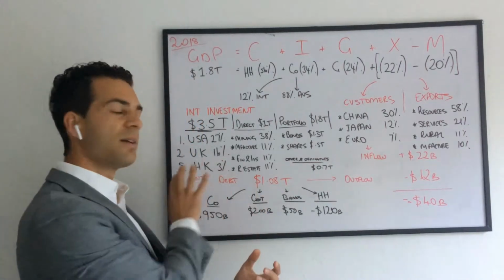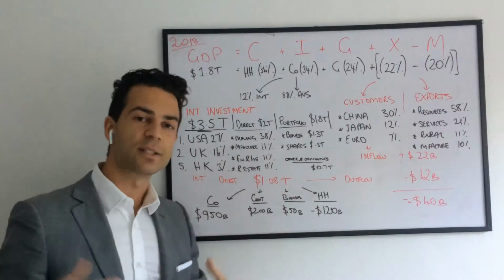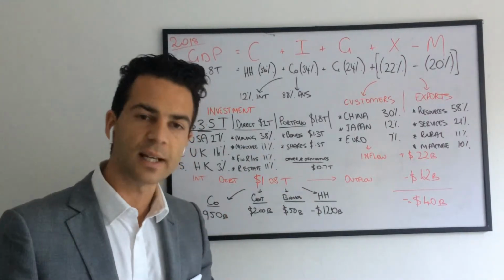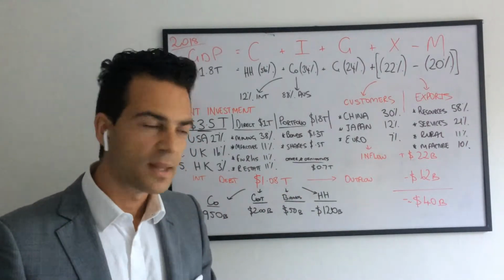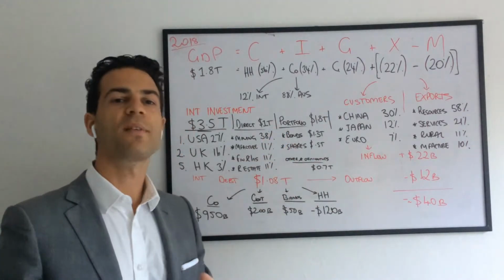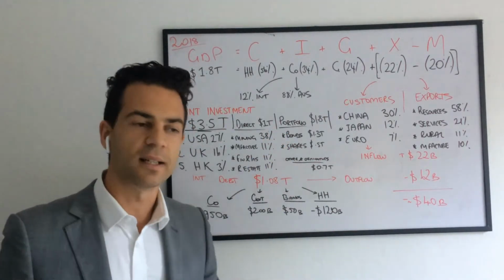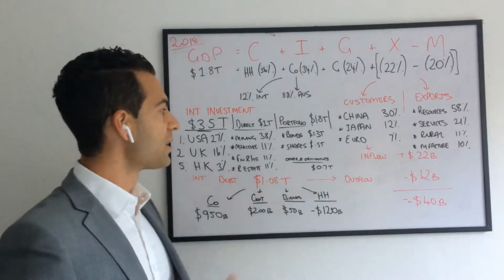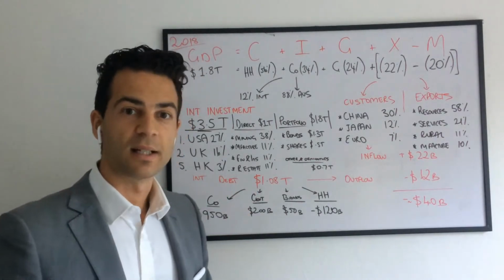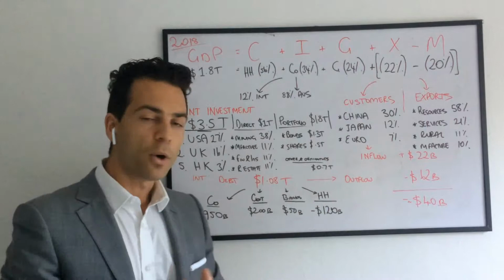Now, remember, out of the 3.5 trillion, only 1 trillion is direct investment, and direct investment is good for the country because it often stays here. The other one is portfolio investment. Portfolio investment is a lot more flimsy. It can come and go because, and we spoke about this in our third video, you've got bonds and shares.